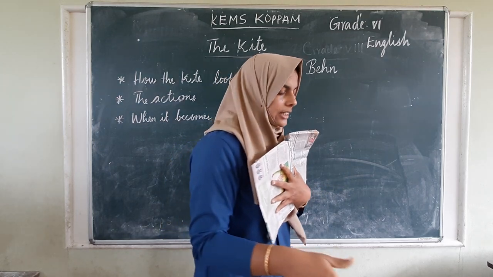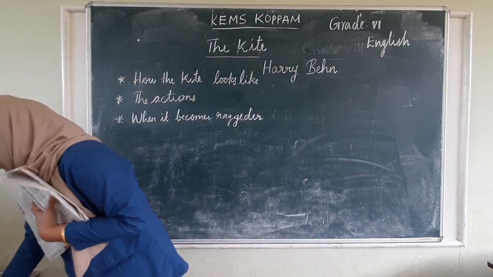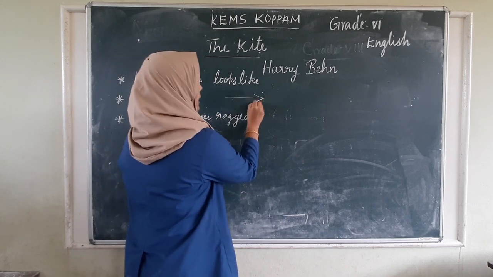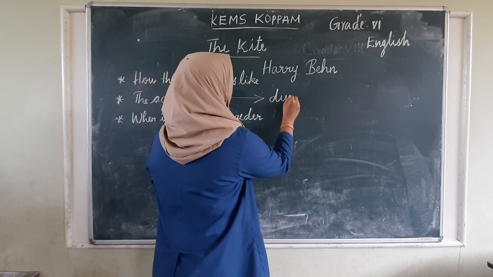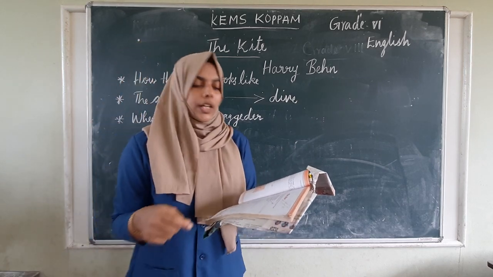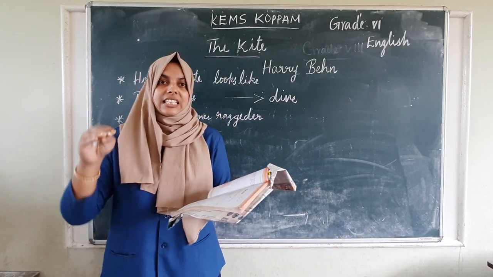So the actions done by the kite: first one, it takes a dive. Okay, it takes a dive. Then what is it doing next? And it takes a dip.